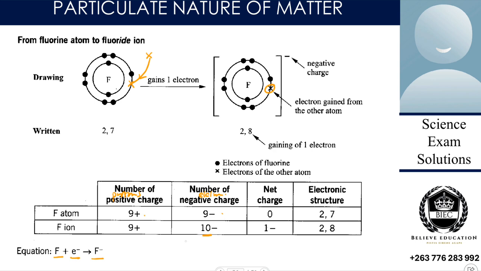In other words, 9 minus 9 plus what? Minus 1, which equals minus what? 10. That's how we obtain 10 minus. So our net charge will be 1 minus.